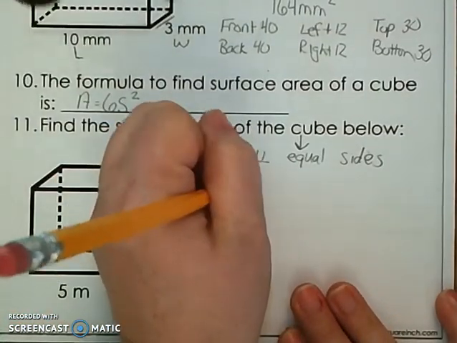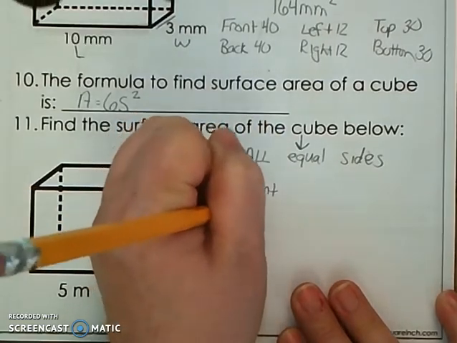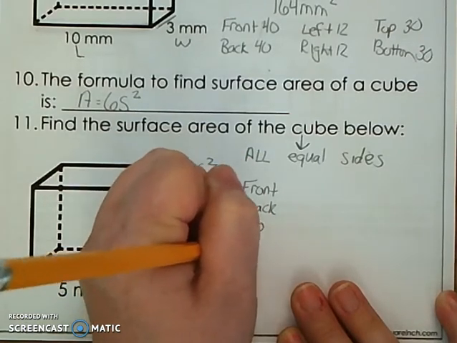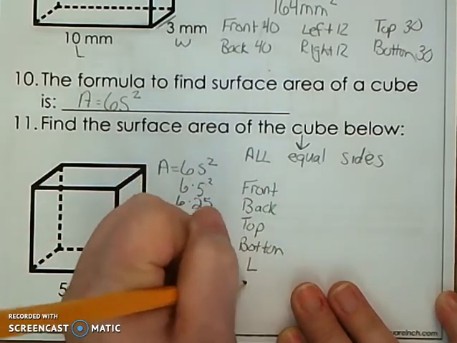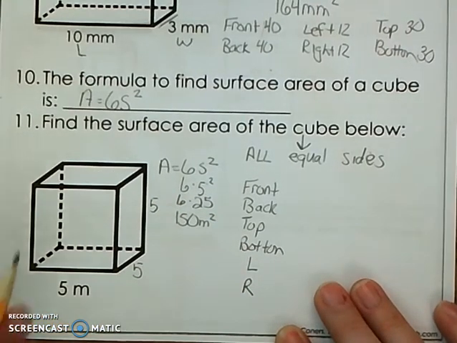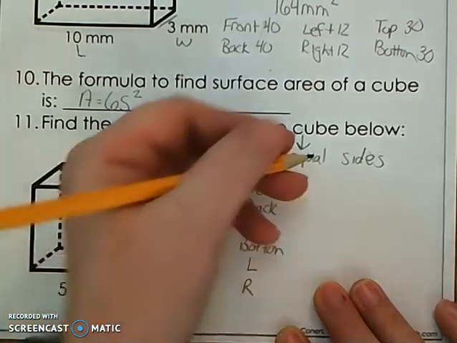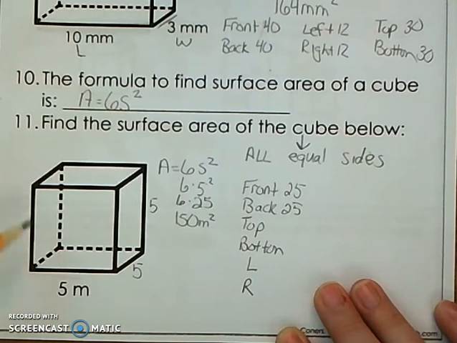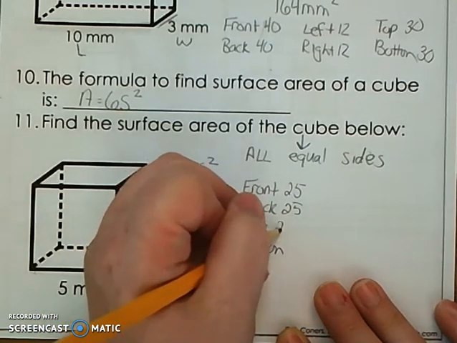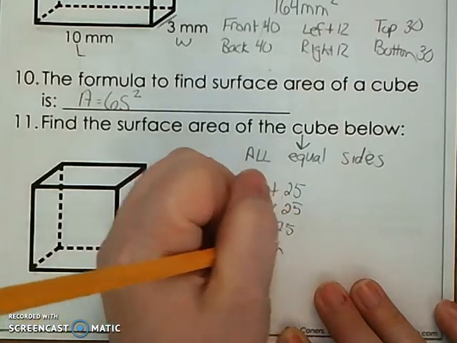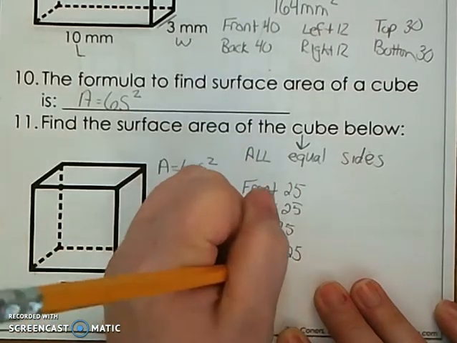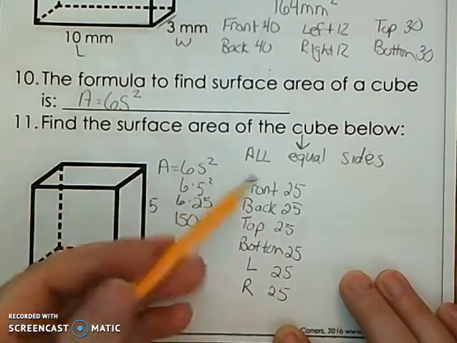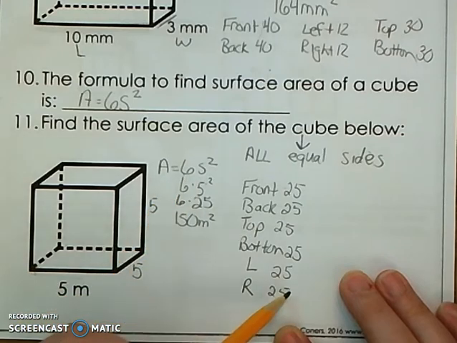A cube has a front, a back, a top, bottom, a left, and a right. So the front is 5 and 5, so 25. The back would be 25. The left is 5 by 5, which is 25. So the right is 25. They're all 25 because they're a cube. Everything's the same. So if you just add them all together, if you notice we have 6 sides, which is where that comes from, you still get 150 meters squared.